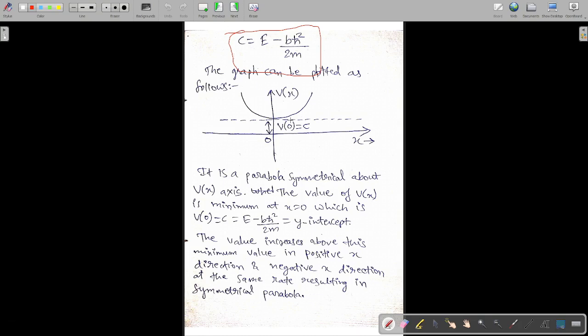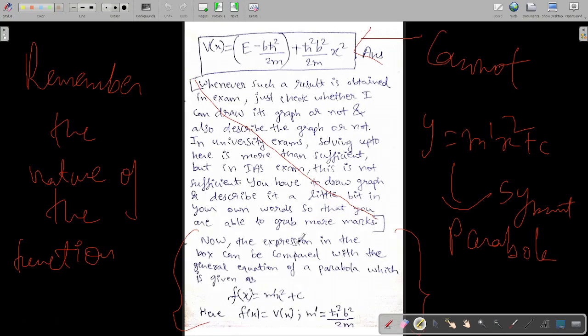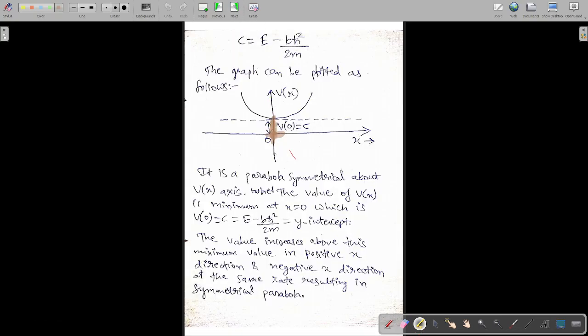Now, how do I find this y-intercept? You know this very well: at the y-intercept the value of x is 0. So if I put the value of x equal to 0 over here, then clearly I obtain v of 0 equal to this much. So clearly I obtain the y-intercept of this parabola, and it is equal to c, meaning this much.